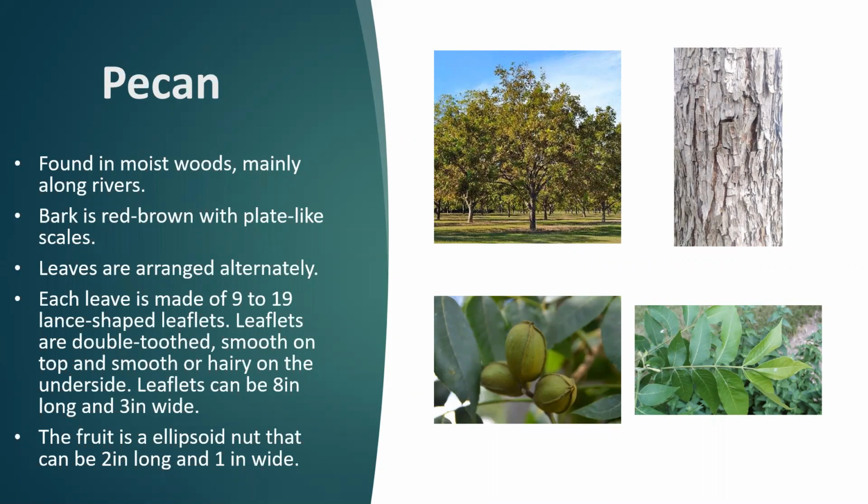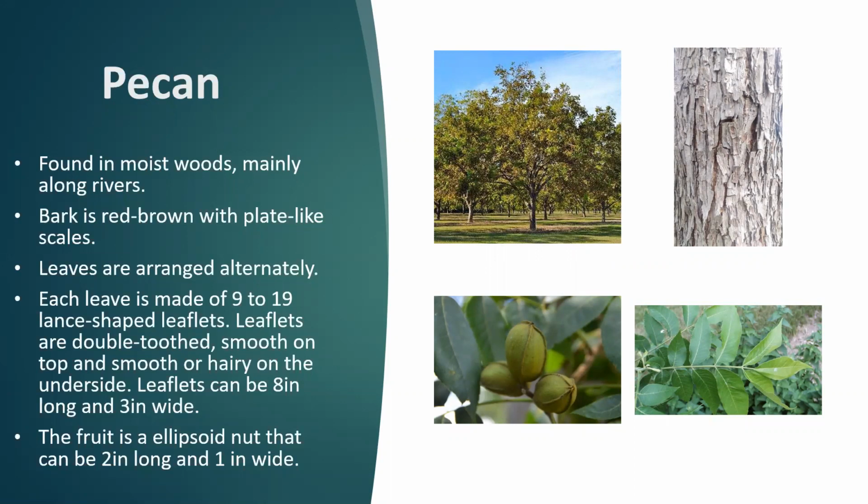The bark is reddish brown underneath, with plate-like scales. Now the plate-like scales are nothing like the white oak or the shagbark hickory, but you do start to see a little bit of those plate-like structures starting to peel off.